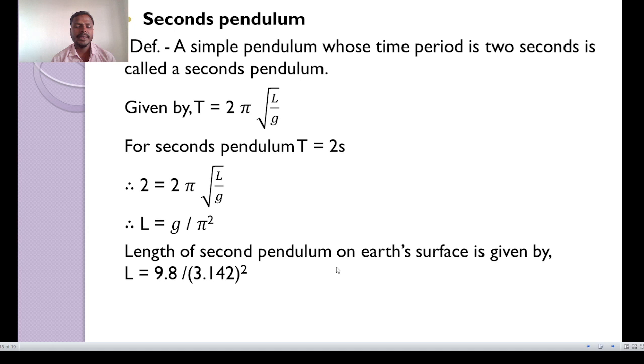The length of the seconds pendulum on Earth's surface is given by, as we know, the value of g is 9.8 and the value of pi is 3.142. Taking the square, we can write L is equal to 0.9926, which is nearly equal to 1 meter. That is, for a seconds pendulum, the length of the simple pendulum is about 1 meter.